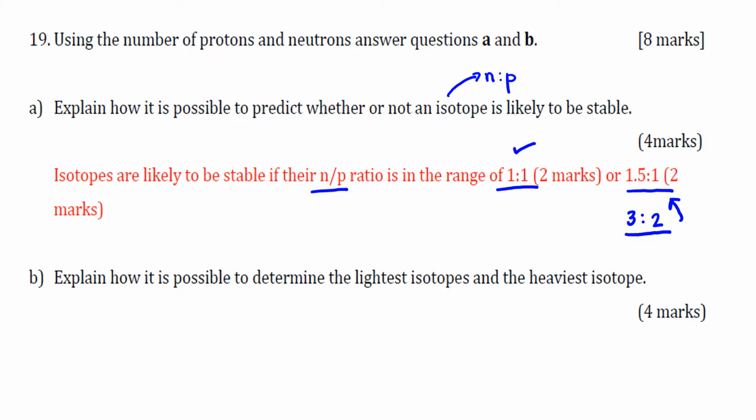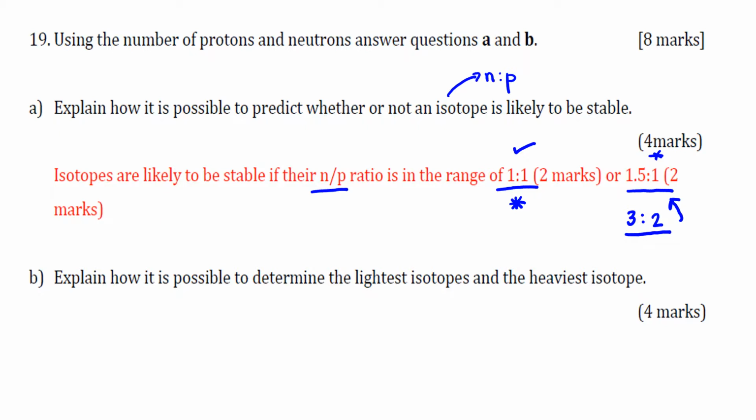So for atomic numbers that are less than 20, the ratio of neutrons to protons would be 1:1, and it is going to gradually increase as the atomic number increases up until the ratio of 1.5:1.